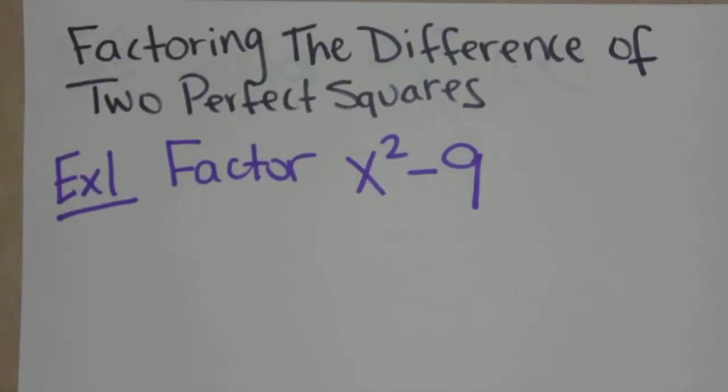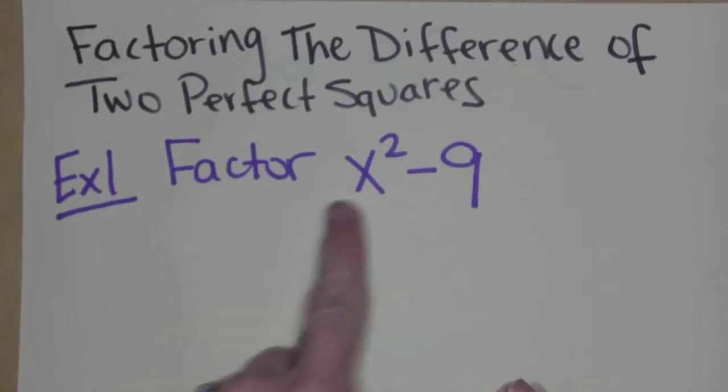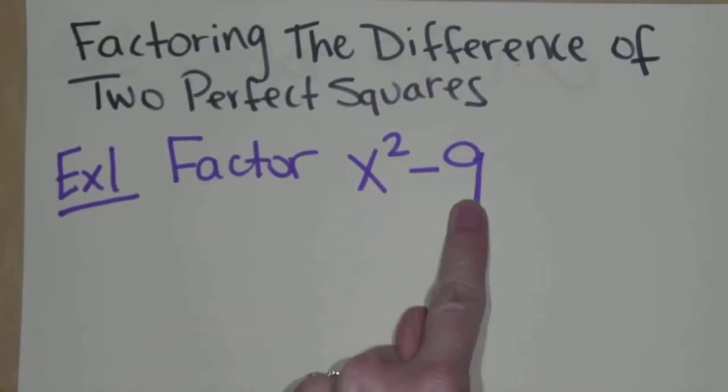Hi students, and welcome to our next video titled Factoring the Difference of Two Perfect Squares. Believe it or not, the trend continues. We can factor what we call the difference of two perfect squares by, ta-da, grouping. So check out example 1. It says factor x squared minus 9.